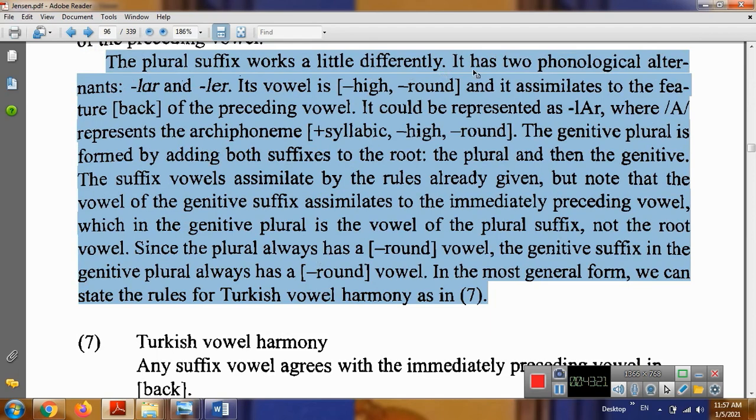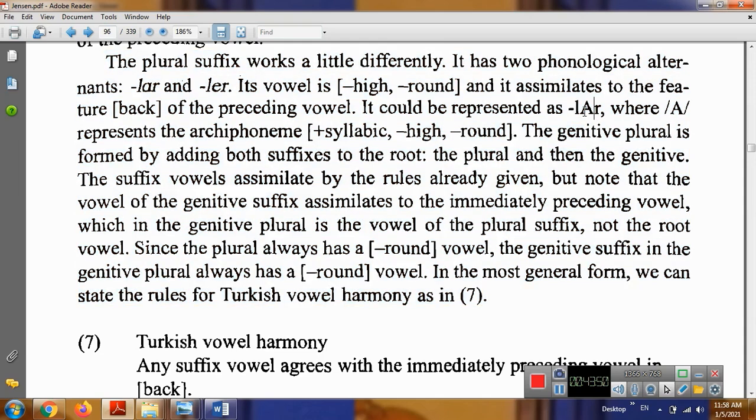The plural suffix works a little differently. It has two phonological alternates, lor and ler, which I explained for you. Its vowel is minus high, minus round, and it assimilates to the feature back of the preceding vowel. I explained them for you according to data. It could be represented as lAr.